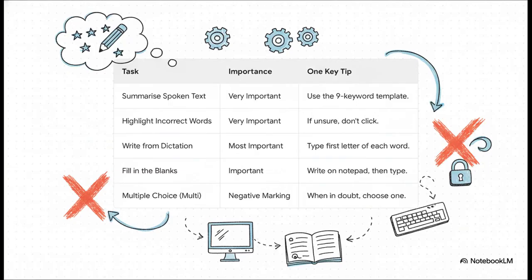Okay, this right here, this is your whole strategy on one slide. For summarized spoken text, it's all about that 9-keyword template. For the 2 tasks with negative marking, highlight incorrect words and multiple choice, the rule is simple. When in doubt, don't guess. For the most important task of all, write from dictation, your go-to technique is typing the first letter of each word. And for fill in the blanks, just remember, write on your notepad first, then type. This is the absolute core of a high-scoring strategy.